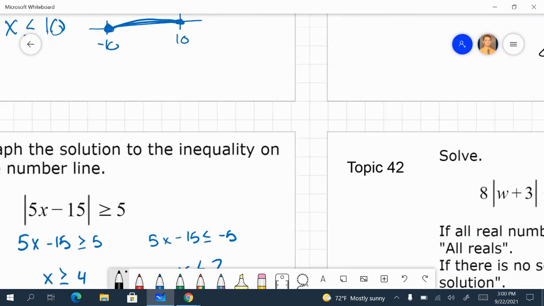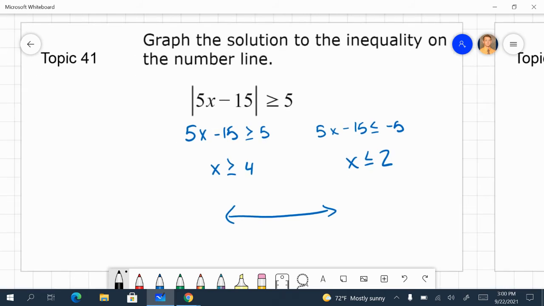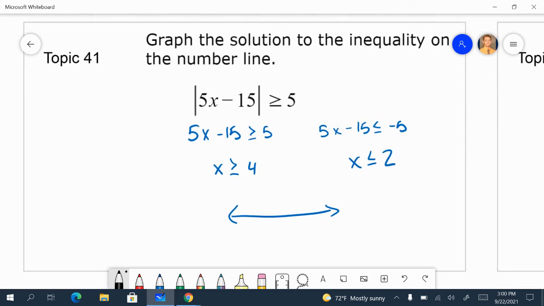Let's go on to topic number 41. Topic number 41 I have almost laid out for us as well. The only difference here is when we drop our absolute value symbols. Well, actually, there's nothing different. It just looks a little different. So we still have to change our inequality symbol around. We still have to change that number to a negative. But other than that, it's the same thing. And then it's just solving.